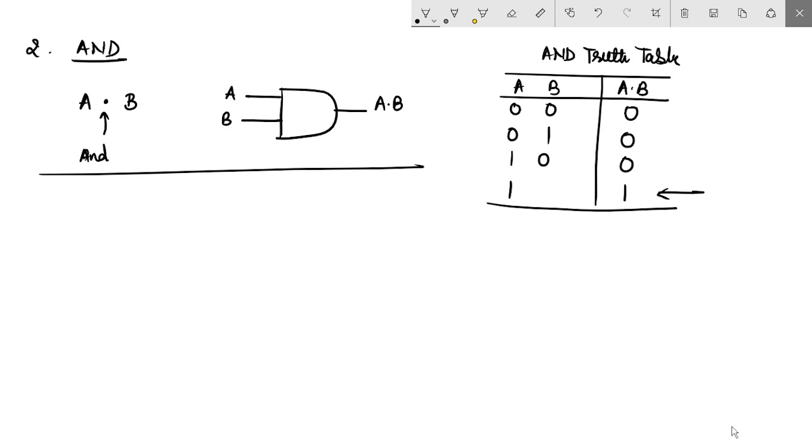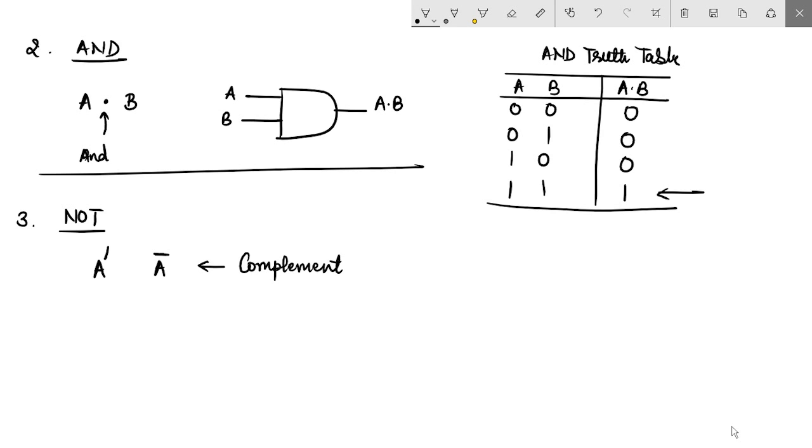The third gate is called NOT gate, which is simply the complement of a variable. So NOT gate means A dash, you could also write it as A bar. Both of these represent the NOT operation, means complement, finding the complement of the input. Means if input is high, its complement is low. If input is low, its complement is high.